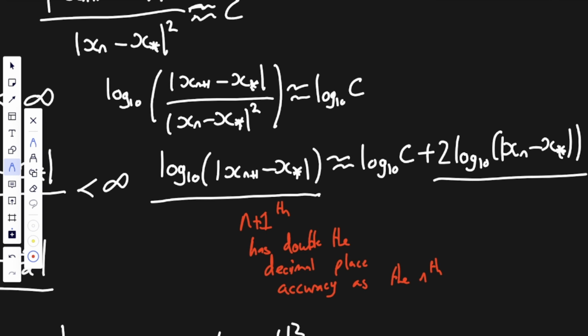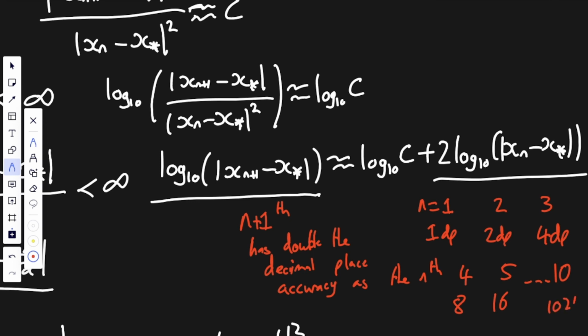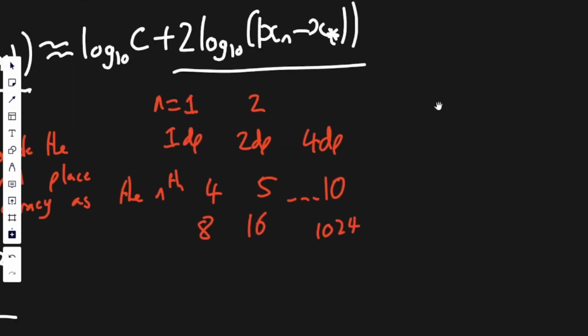Which I think is really, really powerful, because say we had, I don't know, one correct decimal place. So when n equals 1, we have one decimal place. Well, when n equals 2, we have 2 decimal places. N equals 3, we have 4 decimal places. N equals 4, we have 8. 5, we have 16, and well, just going up to 10, you have 1024, which is sort of a huge leap.